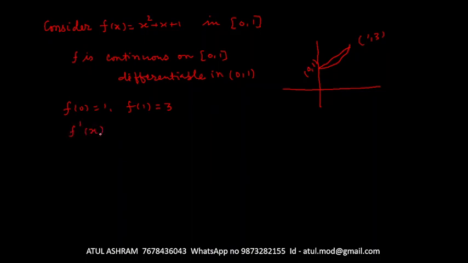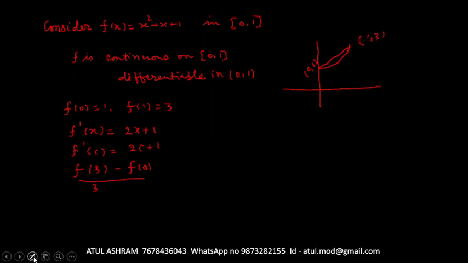Okay, what is f'(x)? Let's calculate. It's 2x plus 1. Therefore, what is f'(c)? f'(c) is 2c plus 1. Let's calculate (f(1) minus f(0)) divided by (1 minus 0). Our endpoints are 0 and 1, right? So that is (3 minus 1) divided by (1 minus 0), that is 2 by 1, that is 2.